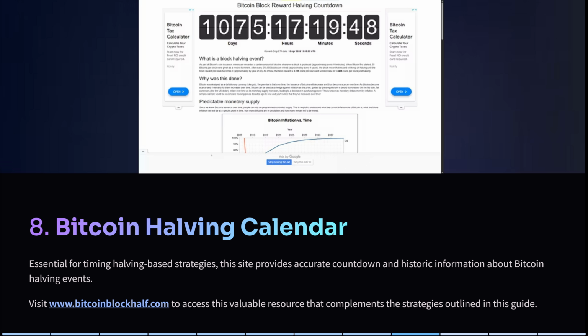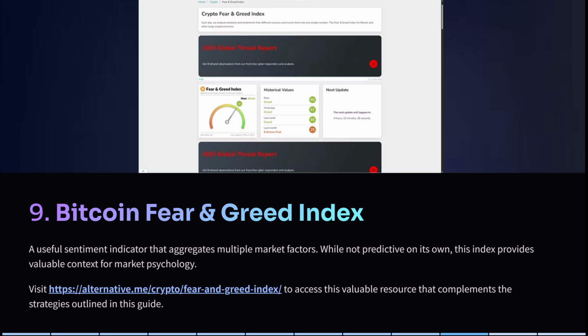And next resource is the Bitcoin Halving Calendar, available at bitcoinblockhalf.com. It is essential for timing halving-based strategies. This site provides accurate countdown and historical data for Bitcoin halvings. Understanding these cycles is crucial for long-term trading success.